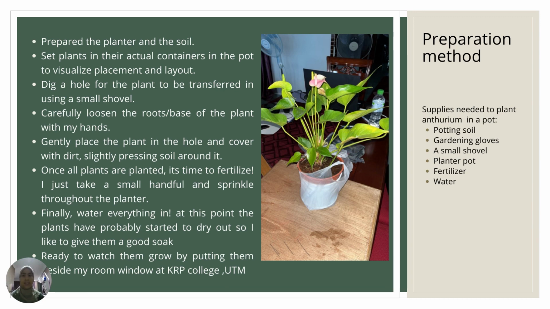As for the supplies needed to plant the anthurium in a pot: potting soil, gardening gloves, a small shovel, a planter pot, fertilizer, and also water. I prepared the planter and the soil first, and then I set the plants in their actual containers in the pot to visualize placement and layout. I dug a hole for the plant to be transferred into using a small shovel. I carefully loosened the roots or the base of the plant with my hands. I gently placed the plant in the hole and covered it with dirt, slightly pressing the soil around it.